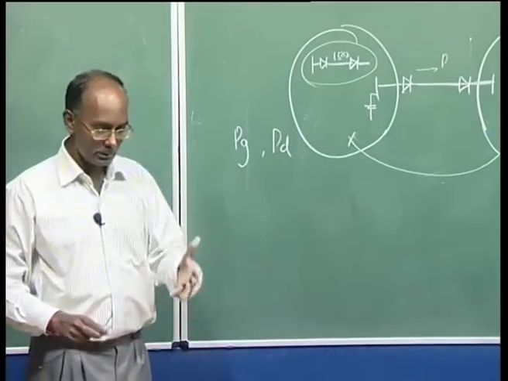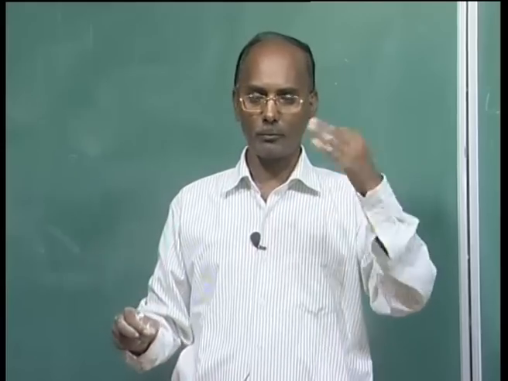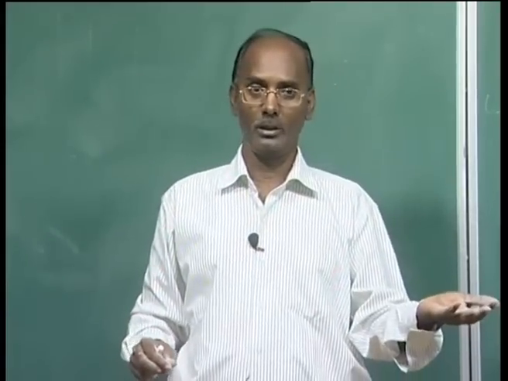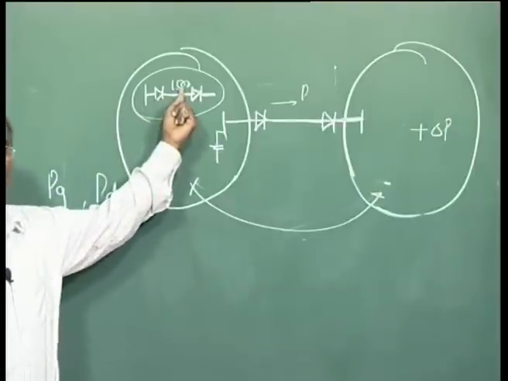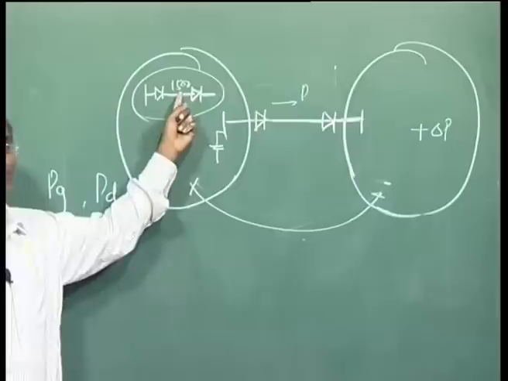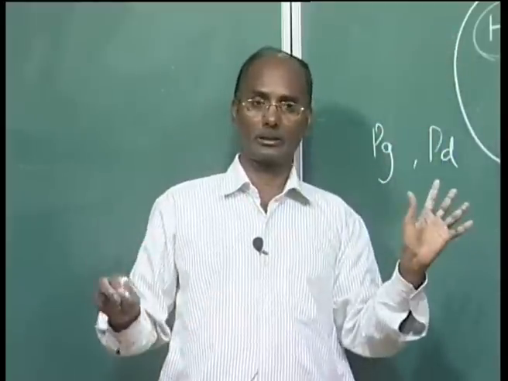Because if some line is tripped, what happens is that one line tripping may give you cascade tripping due to the overloading of other lines. This power is not going to change even though any other lines trip, because here this is operating in a constant power mode.